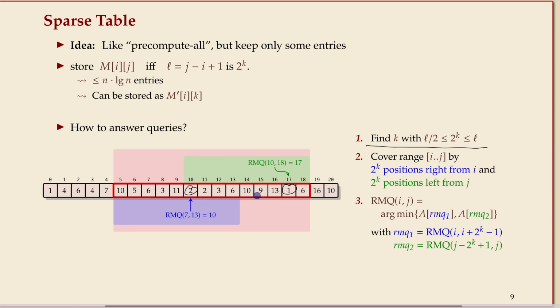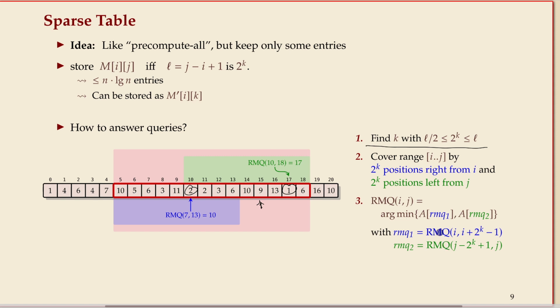Why can this element never be a minimum? Well, if it was, then it would have had to be the minimum also in the green range, but RMQ for the green range said, no, here's the minimum. So the overall RMQ in the range from i to j, from 5 to 18, is one of those two positions, whichever gives the smaller value. Again, with ties broken to the left as before.